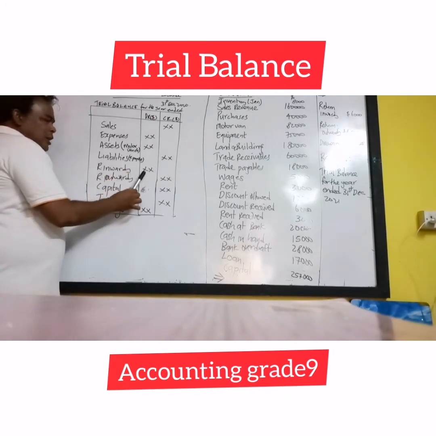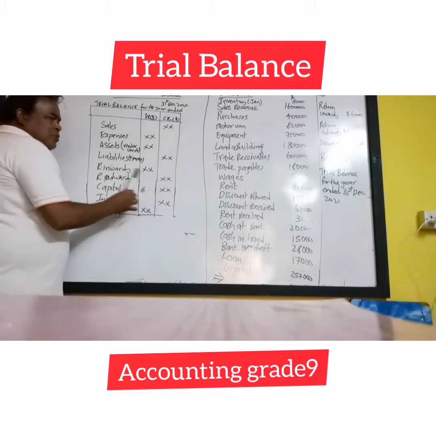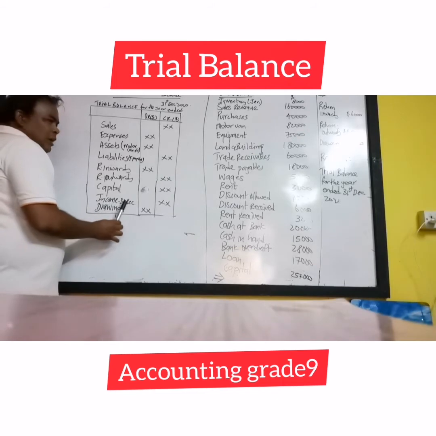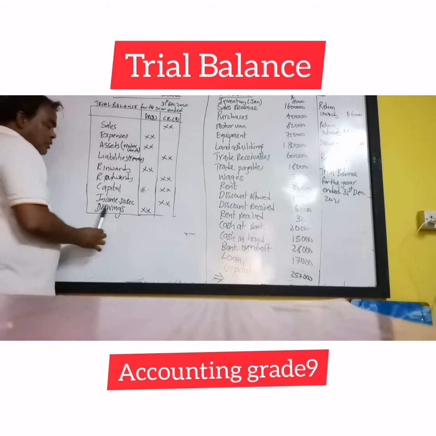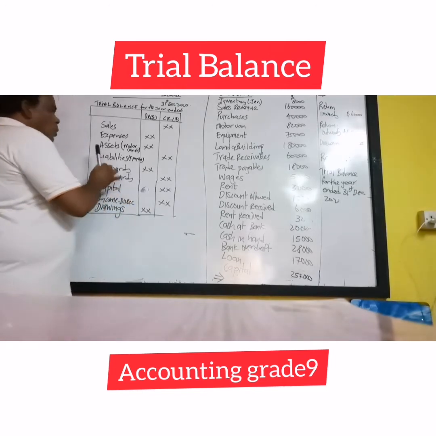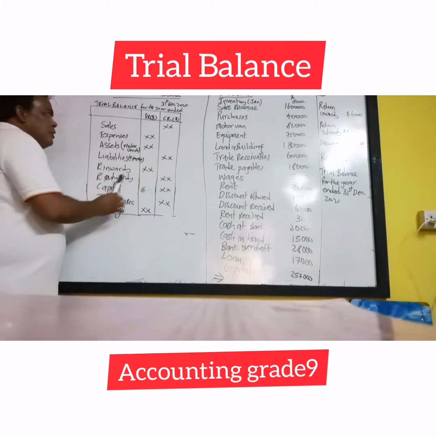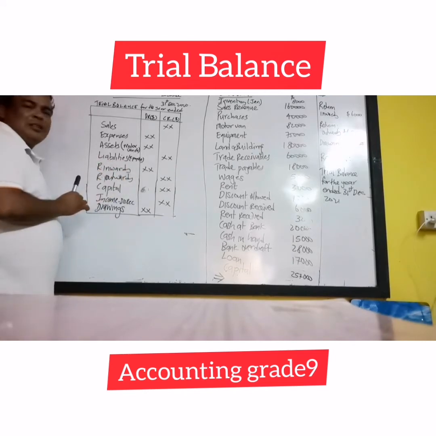Return inwards, goods returned by credit customers to the business, will be on the debit side. Return outwards, goods returned to suppliers by the business, will be on the credit side. Capital will always be credited. Income like discount received, rent received, commission received, and so on will be on the credit side. Drawings will be on the debit side. So dear students, you have to bear all these in mind when you are preparing a trial balance. If you follow these rules, then you can balance your trial balance easily.